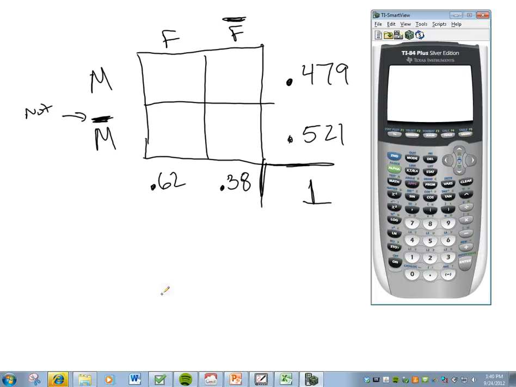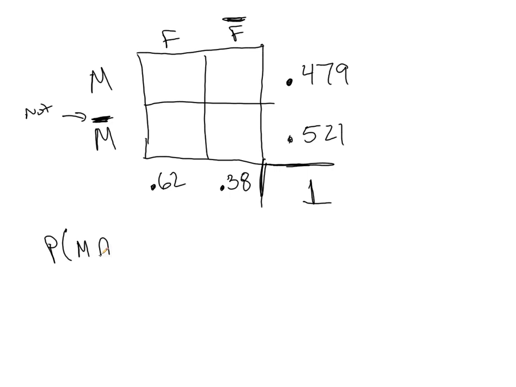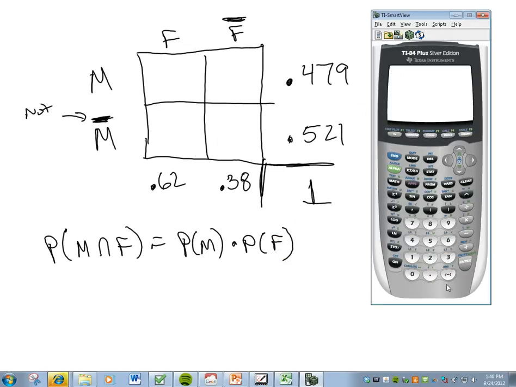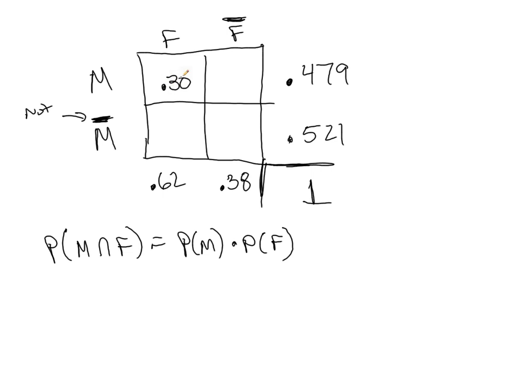So if we pull up a calculator and we say, all right, well, we know that the probability that the male and female survive is going to be, well, under independence, the probability that the male survives times the probability that the female survives. So that means that we take 0.62 and we multiply it by 0.479. And that gives us 0.29. We'll round it to about 0.30. That's good enough. So this is 0.30.